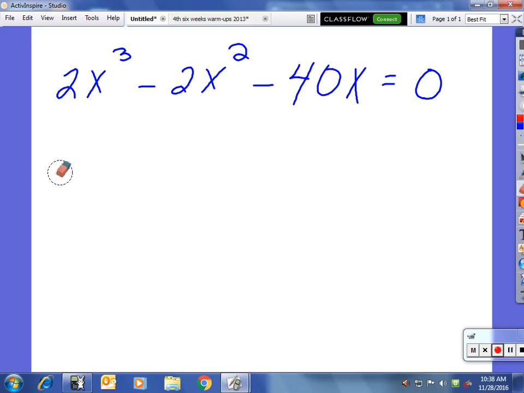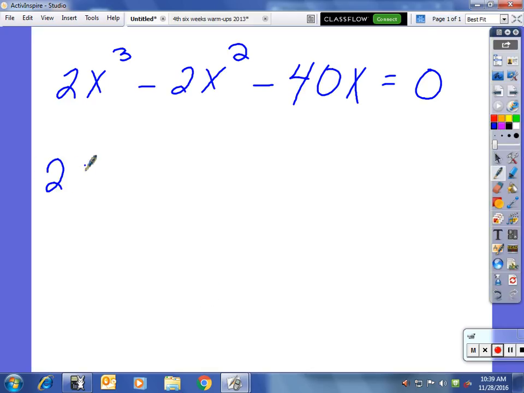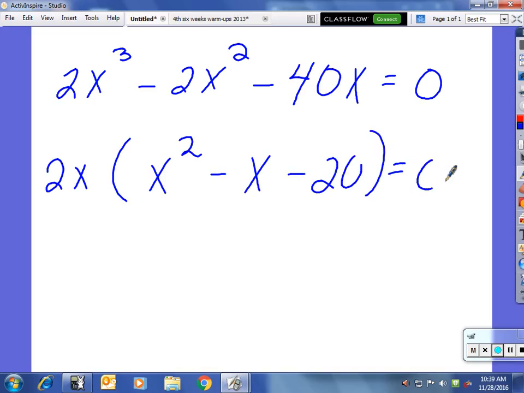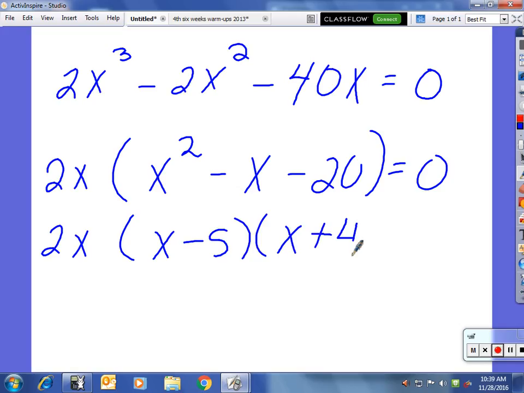2x. Right away, if my GCF has a letter in it, I know one of my answers has to be what? 0. Okay, when I take out a 2x, I'm left with x squared minus x minus 20. You got to keep factoring this. What did it factor into? X minus 5 times x plus 4.